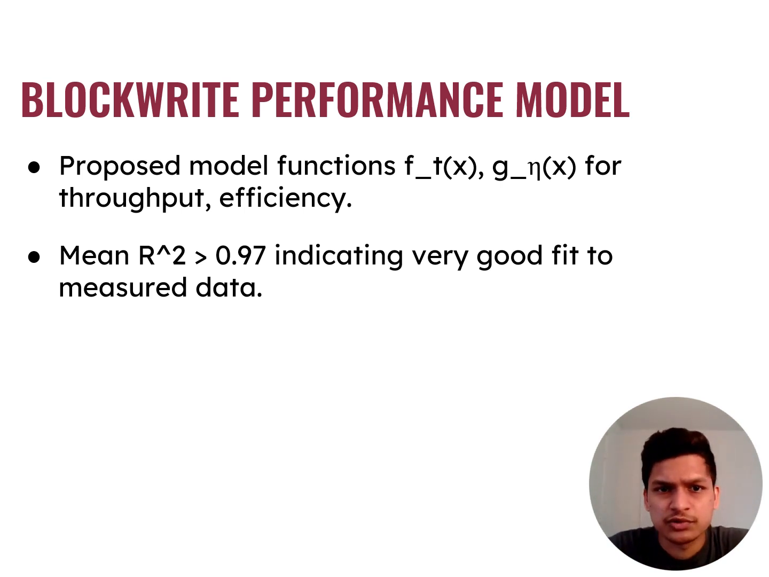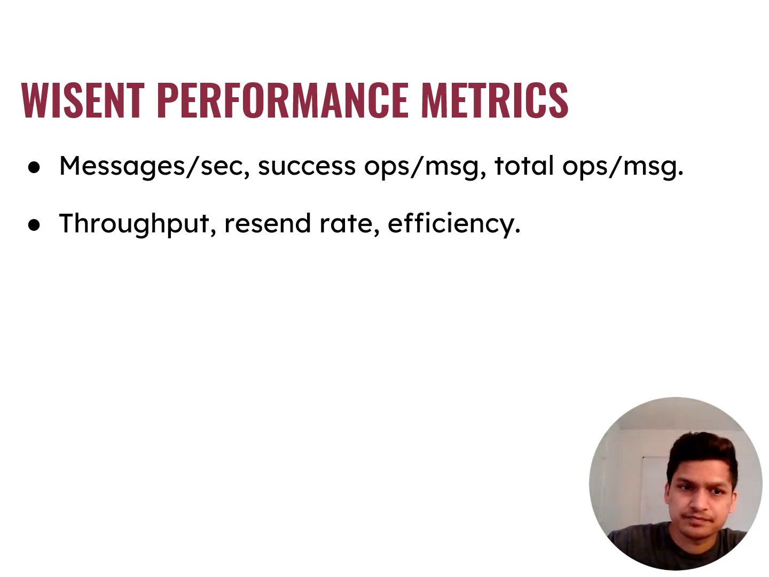Now the authors proposed model functions ftx and gnrx to describe the relations between the word count size and throughput and efficiency for block write. The model showed a mean R squared value greater than 0.97, indicating a very good fit to the measured data.